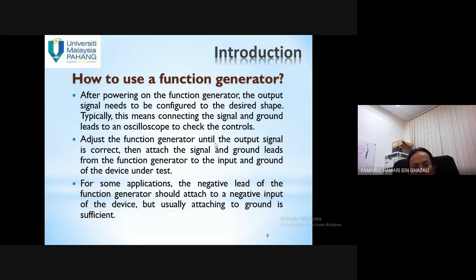Adjust the function generator until the output signal is correct. Then attach the signal and ground leads from the function generator to the input and ground of the device under test. For some applications, the negative lead of the function generator should attach to a negative input, but usually attaching to the ground is sufficient.